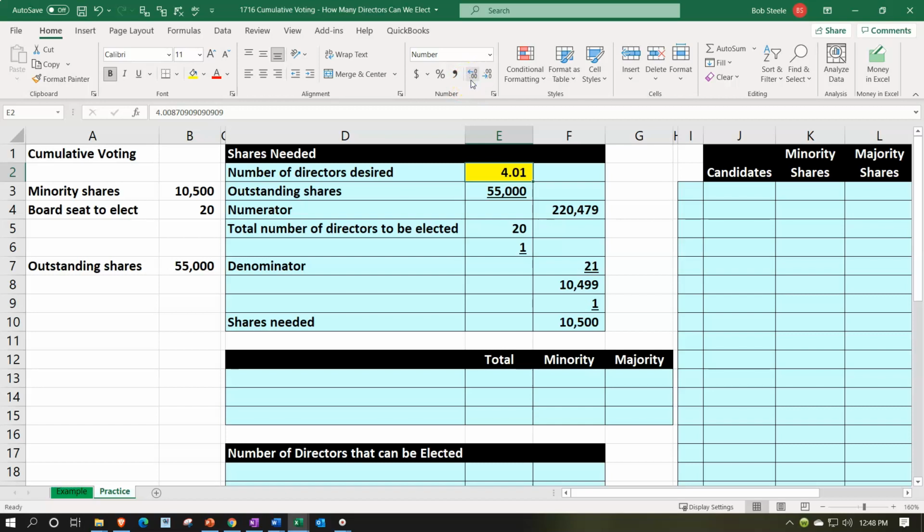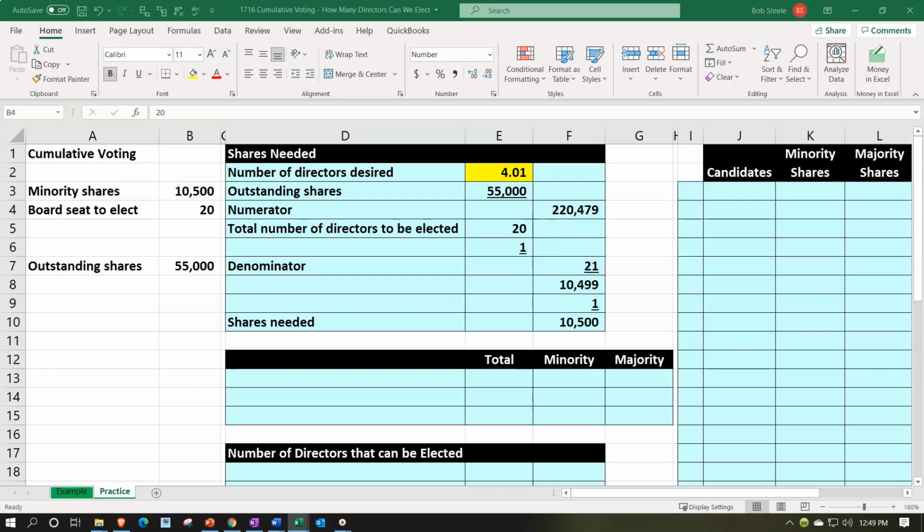And notice that you're generally going to drop the fraction over here. So we'll typically leave it at 4, because you can't really elect 0.01% of somebody, of the 20 people we have elected. 0.01% of the board is not generally possible, because that would be a fraction of a person. You know what I mean?